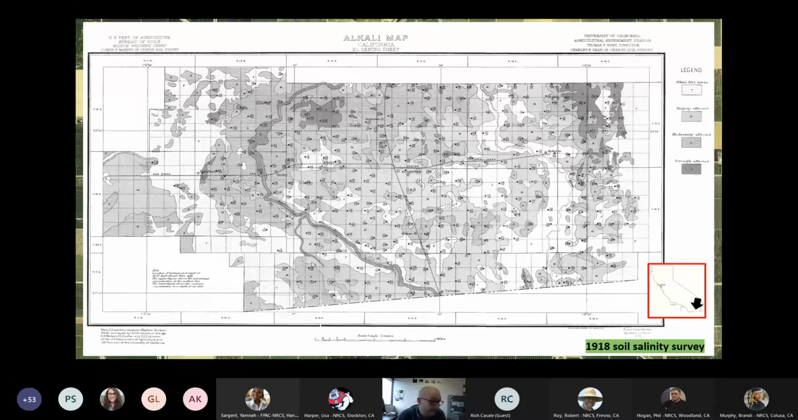So this is a very interesting survey from 1918 that was carried out, as I said, by the USDA and the University of California around El Centro, which, for those not familiar with California, is at the very bottom of the state at the border with Mexico. And you can see that even back then, before agriculture picked up very intensively, there were quite a few areas that were strongly affected.